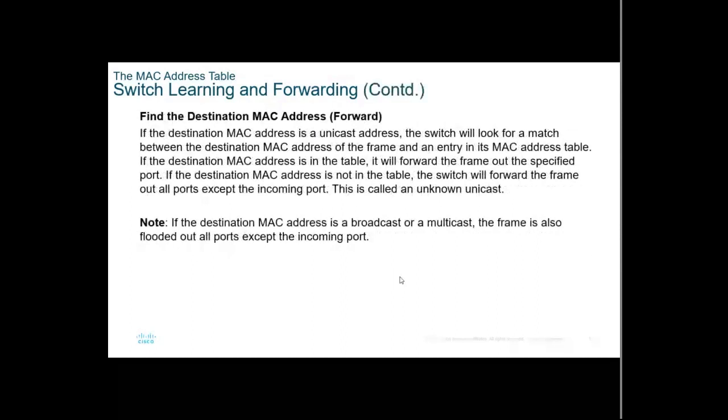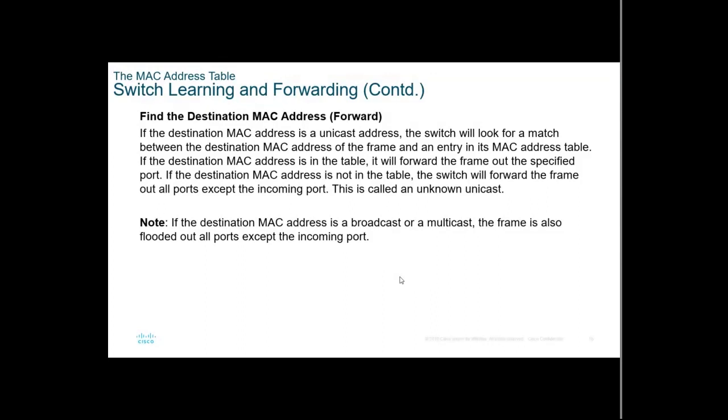All right, so let's keep on going. Switch learning and forwarding. So finding the destination MAC address, the forward part of it. If the destination MAC address is a unicast MAC address, the switch will look for a match in its MAC address table, and if there's a match, it looks at what port it's matched to, and it will only send it out of that port. If the destination MAC address is not in the table, the switch will forward it out of all the ports except for the one it came in on. Obviously, it's not on that one.